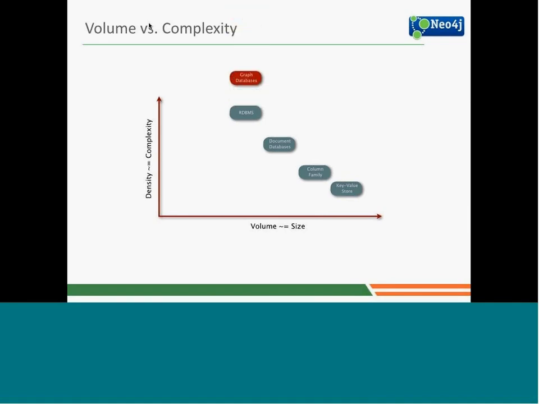Graph databases, on the other hand, are similar in terms of size and scalability to relational databases, but in terms of complexity, it's much easier for a graph database to handle a richly connected domain, to handle a lot of joins in a query, and to solve these use cases.